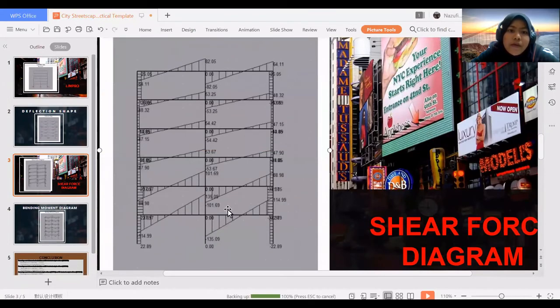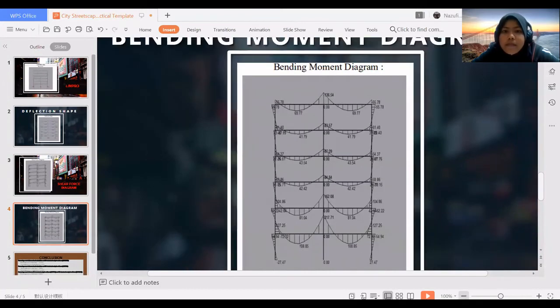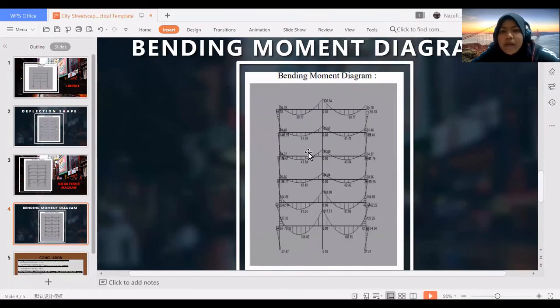So 64. This is the ground floor, first floor, second floor, third floor, fourth floor, and this is what we call the top floor. Next, the bending moment diagram. We use this result to compare to the 3D and to the hand calculation. This result is important, so we use the bending moment diagram.